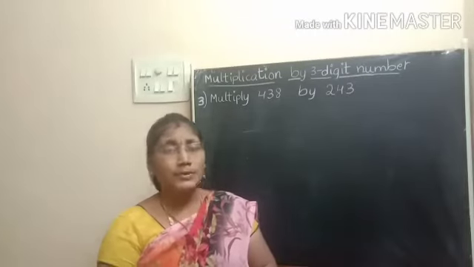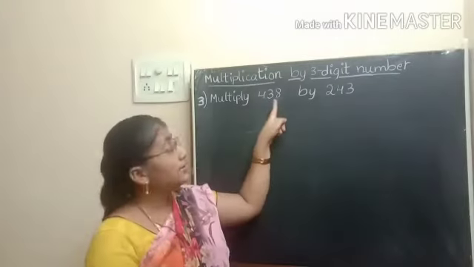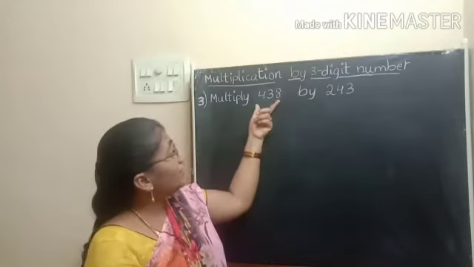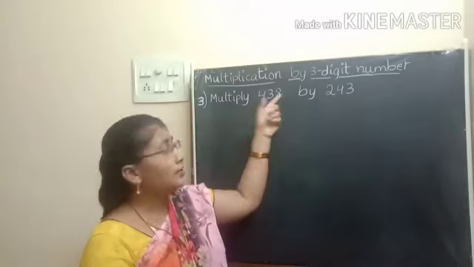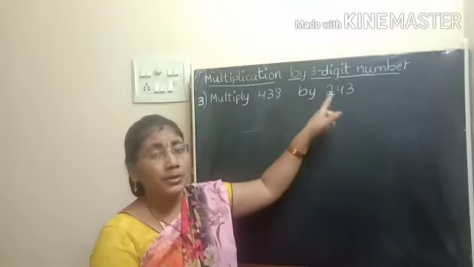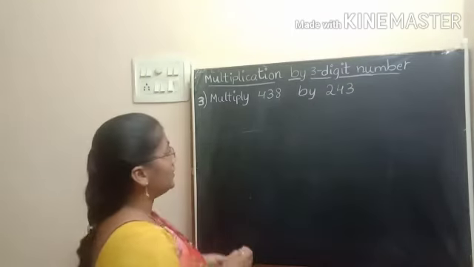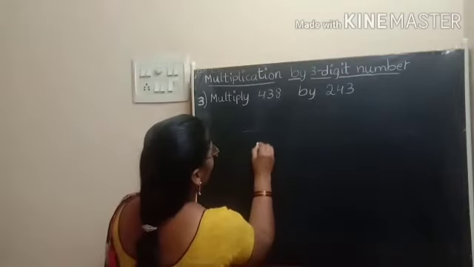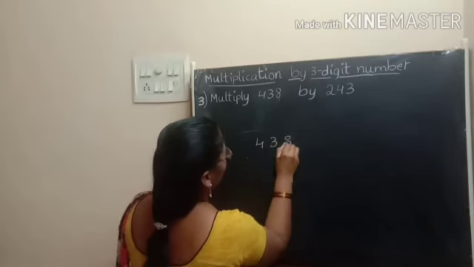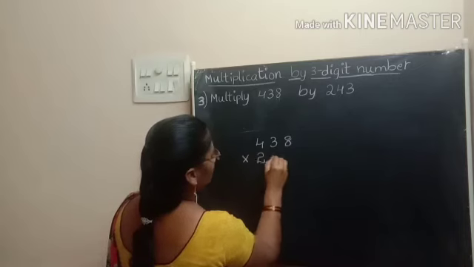The next example is multiply 438 by 243. Here 438 is the multiplicand, 243 is the multiplier. Both multiplicand and multiplier have 3 digits. Let us write these numbers. First take 438 into 243.